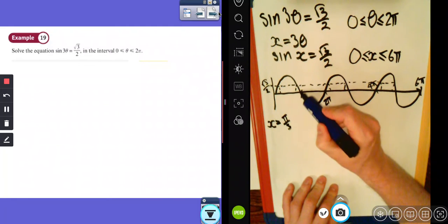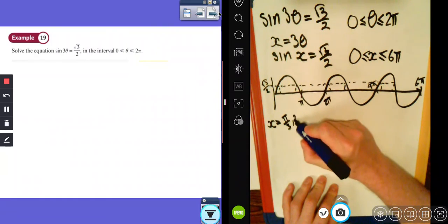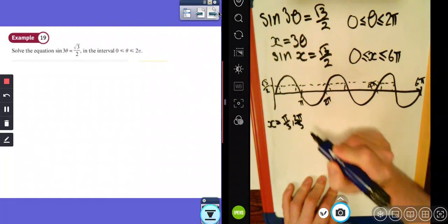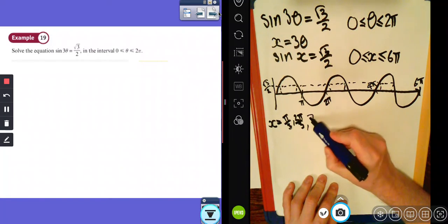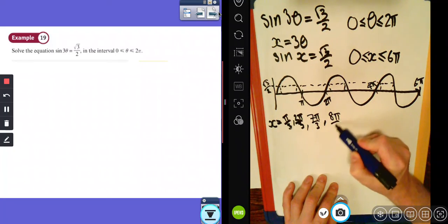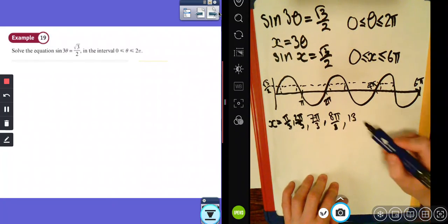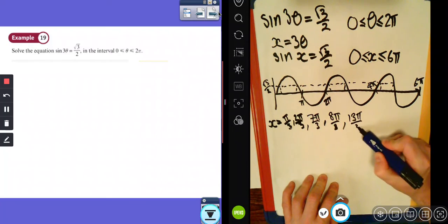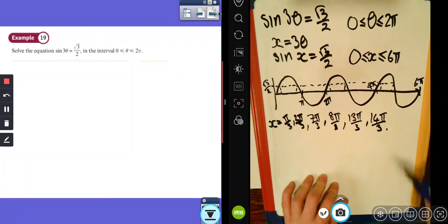This value here will be pi minus pi over 3, which is 2 pi over 3. And then we're just going to add on 2 pi each time, so we're going to get 7 pi over 3, 8 pi over 3, and then add on another 2 pi, so you get 13 pi over 3, and 14 pi over 3.